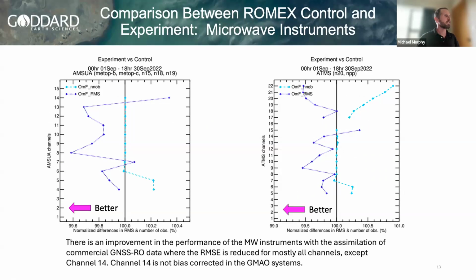So now we're doing this fit to the observations again. This time we're seeing AMSU-A on the left and ATMS on the right. And you can see in this case, we are getting improvement to the forecast in the experiment, the ROMEX experiment, which has all those extra RO observations.